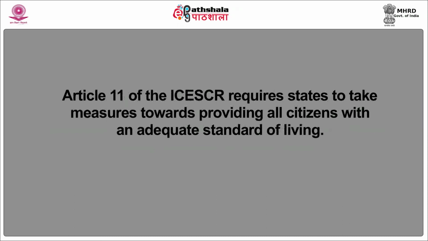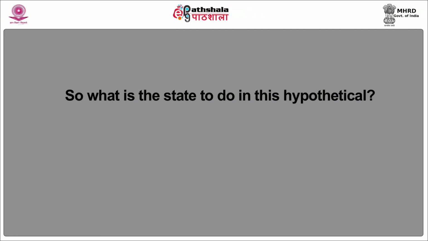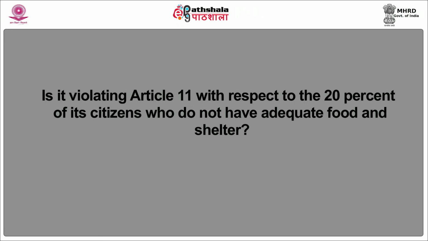Article 11 of the ICESCR requires states to take measures towards providing all citizens with an adequate standard of living. This includes adequate food and shelter, among other basic needs. So, what is the state to do in this hypothetical? Is it violating Article 11 with respect to 20% of its citizens who do not have adequate food and shelter? And if it took the measures to fulfill the rights of these citizens, would it then violate the same right vis-a-vis other citizens who are deprived of basic needs because of a state-induced economic recession?